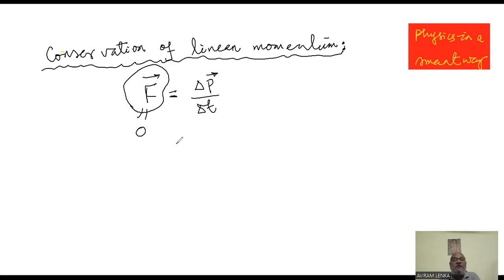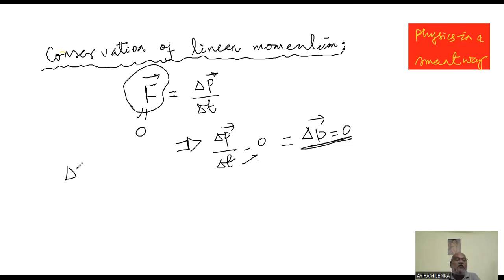So that implies that delta P, the rate of change of momentum, by delta t equal to 0. If you cross multiply it, then that implies delta P equal to 0. And when we say delta P equal to 0, what does it mean? Delta of something means change of that thing. If I say delta x equal to 0, that doesn't mean that x equal to 0. Strictly, you should not take that. That can make you go horribly wrong.